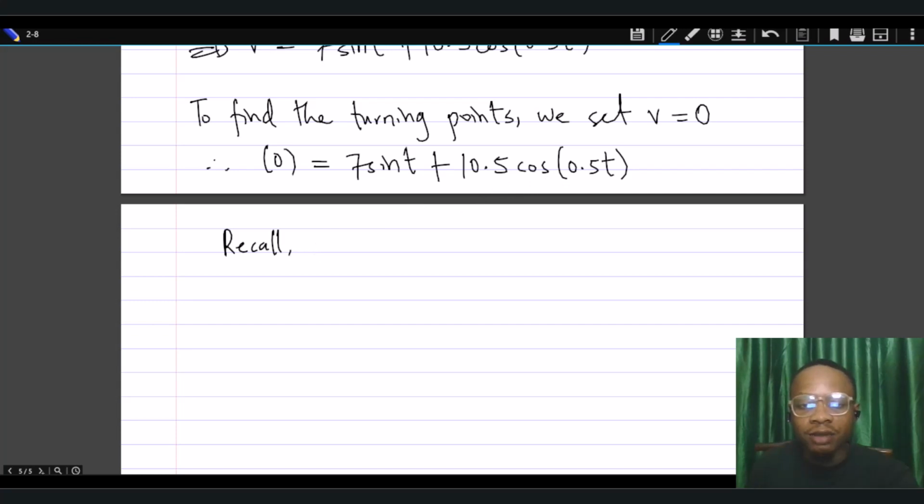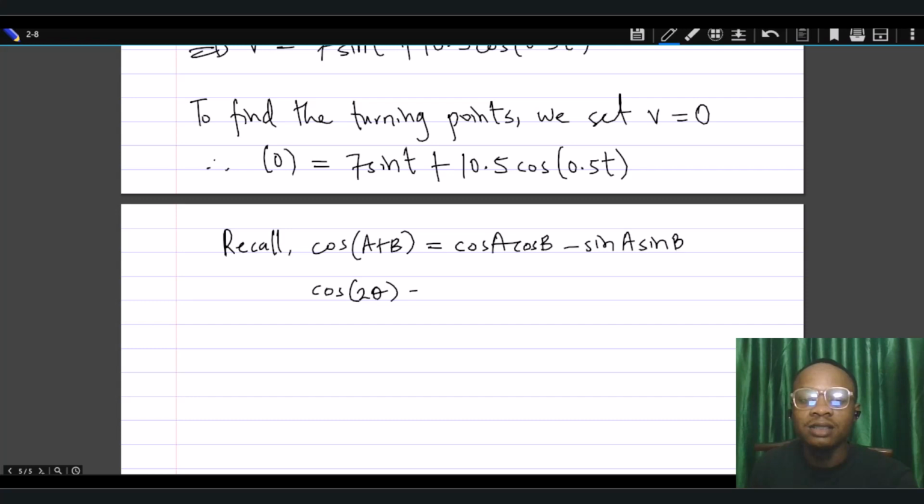So let's have cos. If you want to do that, of course, you should recall that cos of a plus b, for instance, is cos a cos b minus sine a sine b. This is one of your trigonometric formulas. And if that is the case, it follows that cos of, let's say, 2 theta is cos of theta plus theta. That is going to be cos squared theta minus sine squared theta, right?